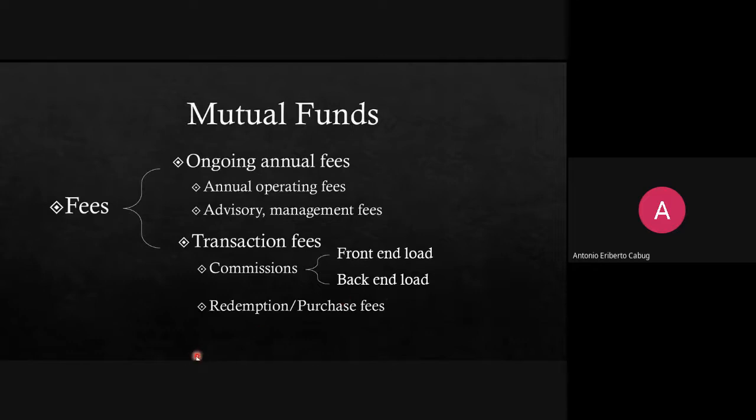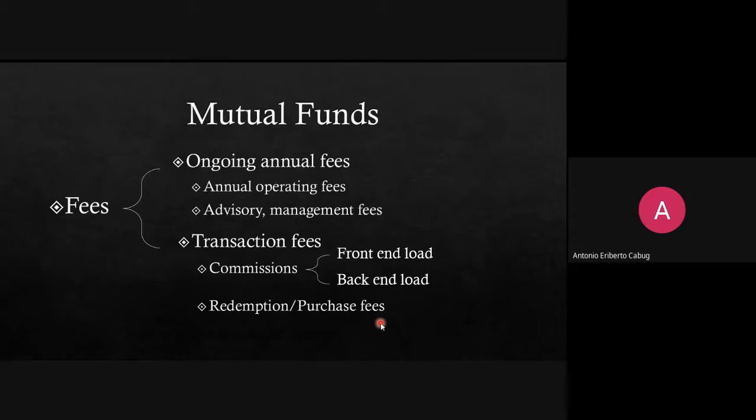There are other fees that happen on a per transaction basis. Redemption and purchase fees. Purchase, when you're going to put money into the mutual fund. Redemption, when you're going to take back your money. These fees are going to be paid to the mutual fund and not the agent.